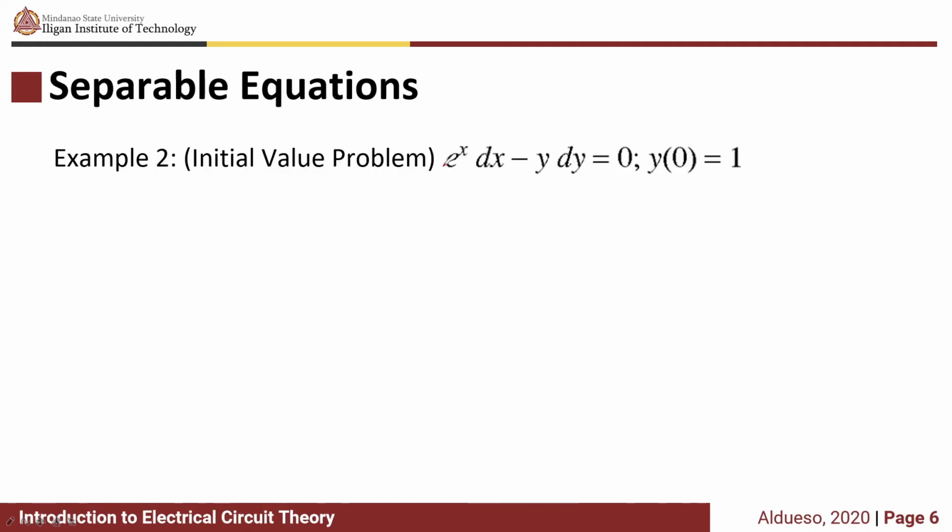The next example is an initial value problem. We have e to the x dx minus y dy equal to 0, where y of 0 is equal to 1. So solving the differential equation, we have e to the x dx equal to y dy.